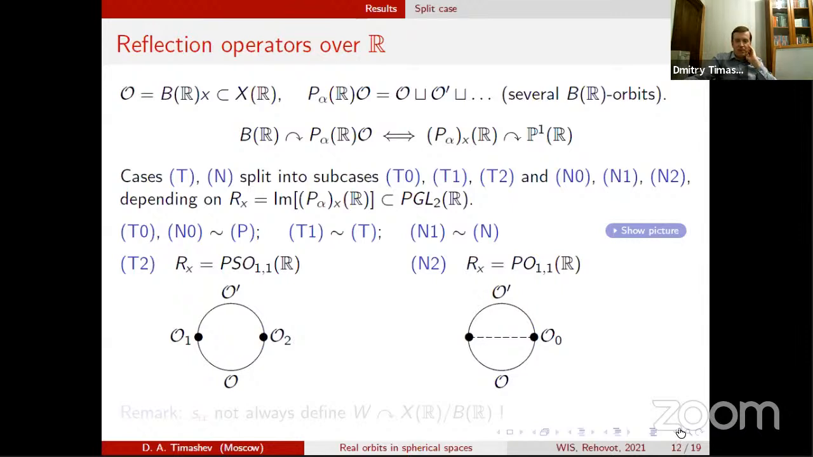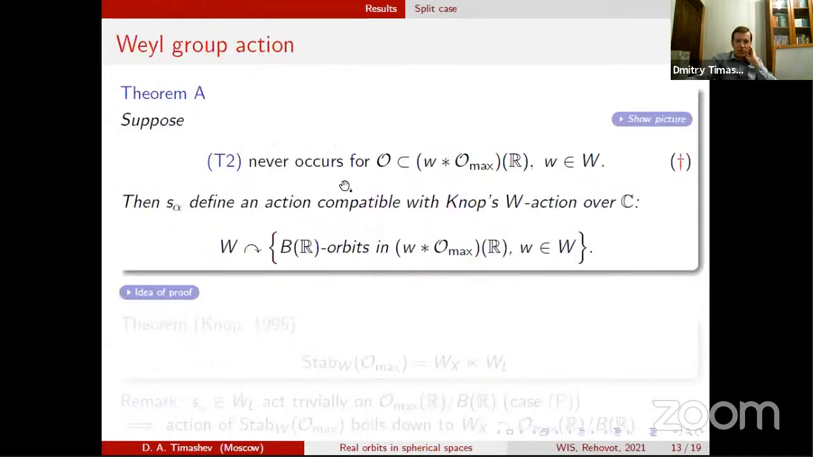we have counterexamples to the statement of this theorem. So this condition, or some analog of this condition, indeed should be imposed. Instead, for instance, you may impose the condition that X is a symmetric space. For symmetric spaces, it doesn't matter whether this T2 subcase occurs or not, but I didn't include the symmetric case in this theorem because it is already covered by a different approach. So under this restrictive condition, we have the action of the Weyl group on real Borel orbits of maximal rank.